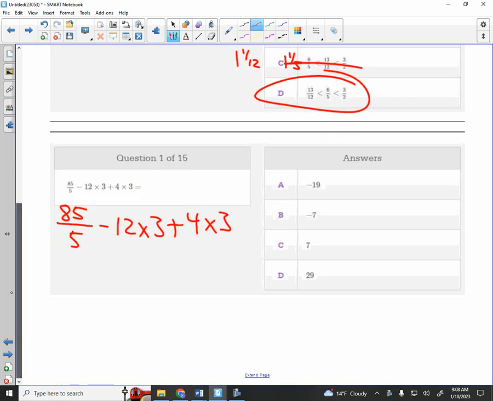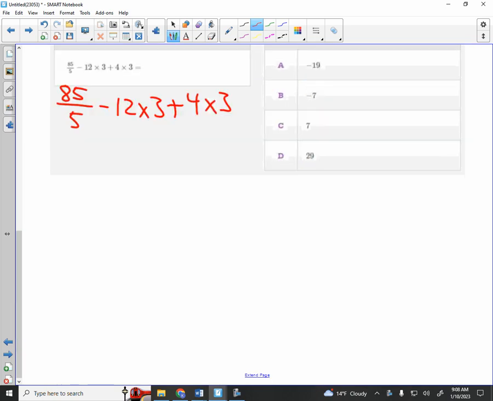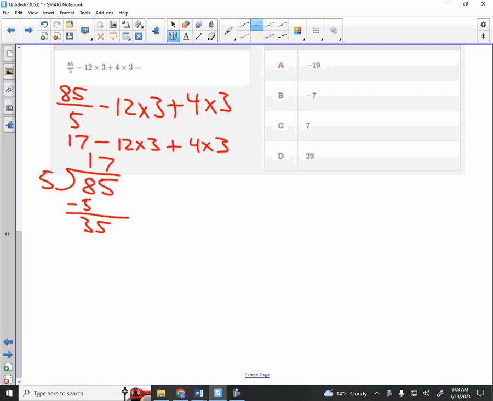Then finally, let's go ahead and do this piece. You want to see 85 divided by 5. So 5 goes into 85. If you have to set it up, you can set it up like that. 5 goes into 8 once. It gives me 5. I subtract, and I get 3. I drop the 5. 5 goes into 35 7 times. So that'll be a 17 minus 12 times 3 plus 4 times 3. So I did this division first. Now I'll do that multiplication.